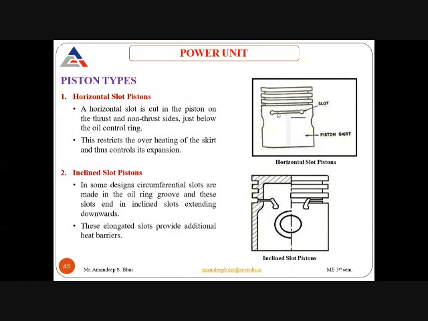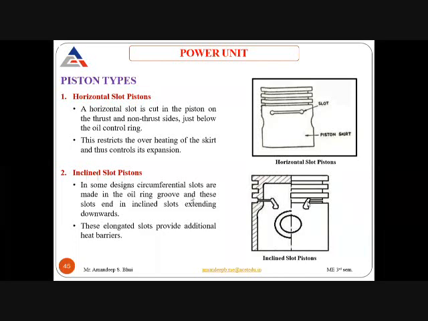In this, these horizontal slots are cut on the thrust and the non-thrust side of the piston. Next type of piston is your inclined slot piston. Now in this design, the slots are made in the oil ring groove, and these slots end in inclined slots extending downwards. Here you can see that this is the bottommost groove in this diagram. This is my oil ring groove. Now in this oil ring groove, a slot is cut inside the body of the piston, and after that an inclined slot is cut.